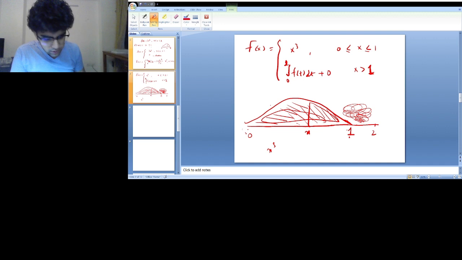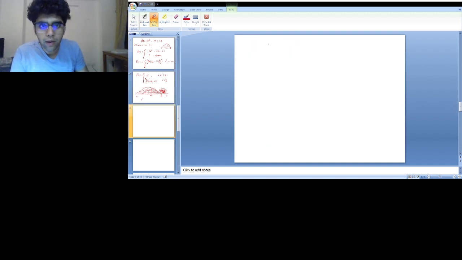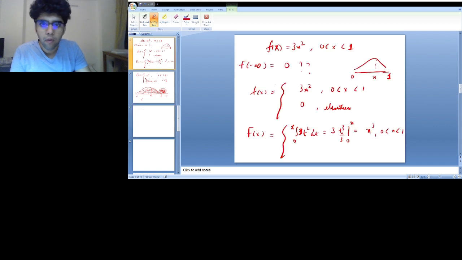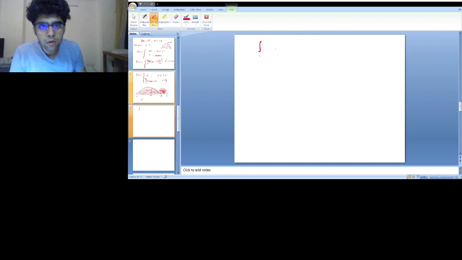So this means that my PDF, from 0 to 1, is the function 3x square. So I just need to integrate this over 0 to 1. This gives me the integral from 0 to 1 of 3x square dx, which is equal to 3x cube by 3 from 0 to 1, where 3 and 3 go away. This gives me 1.